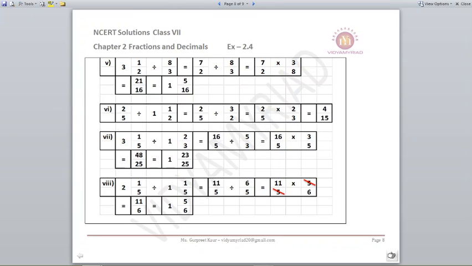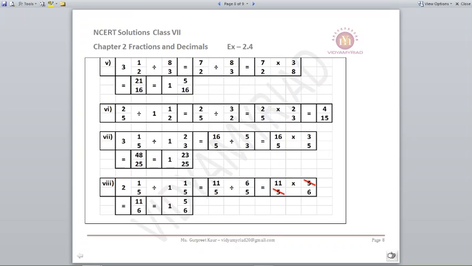Last part, 2 1 by 5 divided by 1 1 by 5. Convert it. 5 2s are 10. 10 plus 1 is 11. So 11 by 5 divided by 5 into 1 is 5. 5 plus 1 is 6. 6 by 5. So 11 upon 5 multiply by 5 upon 6.